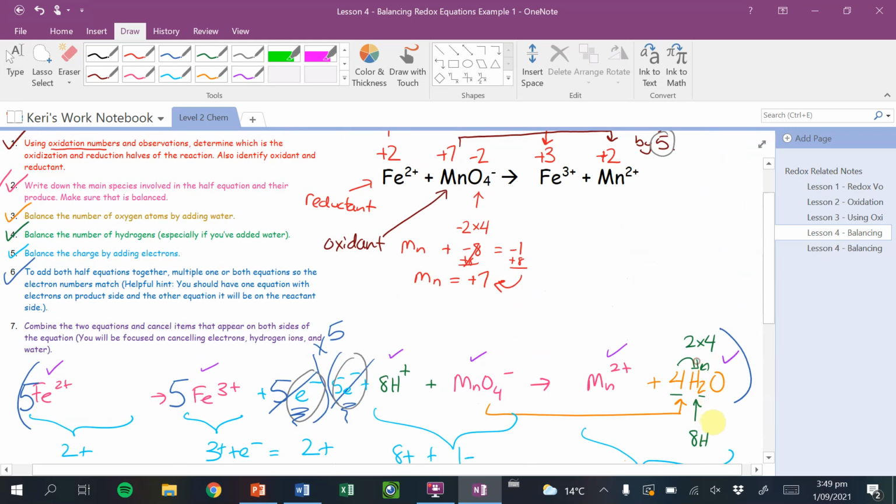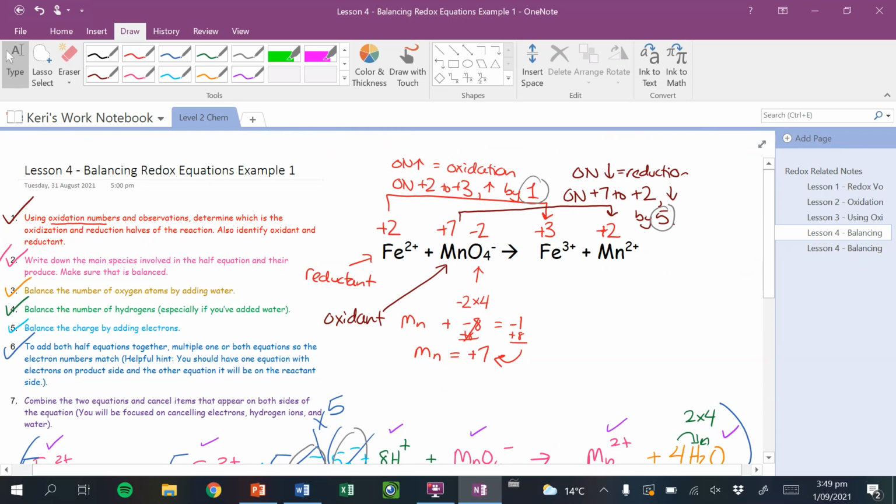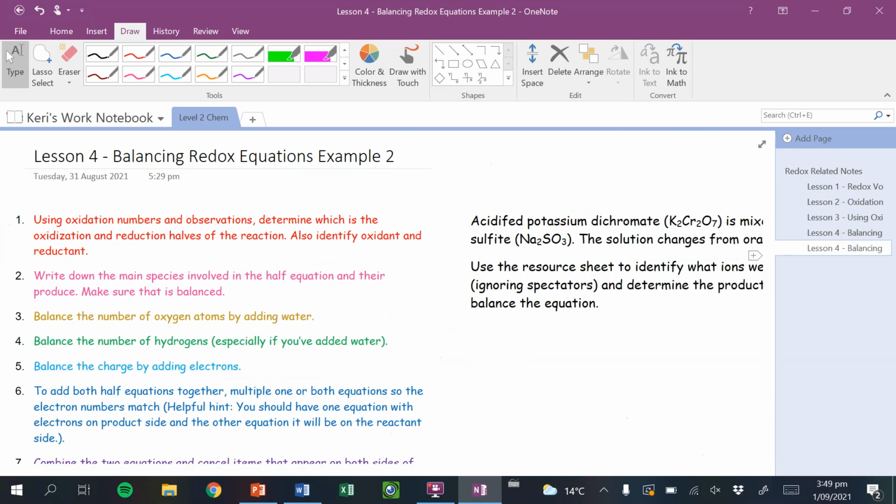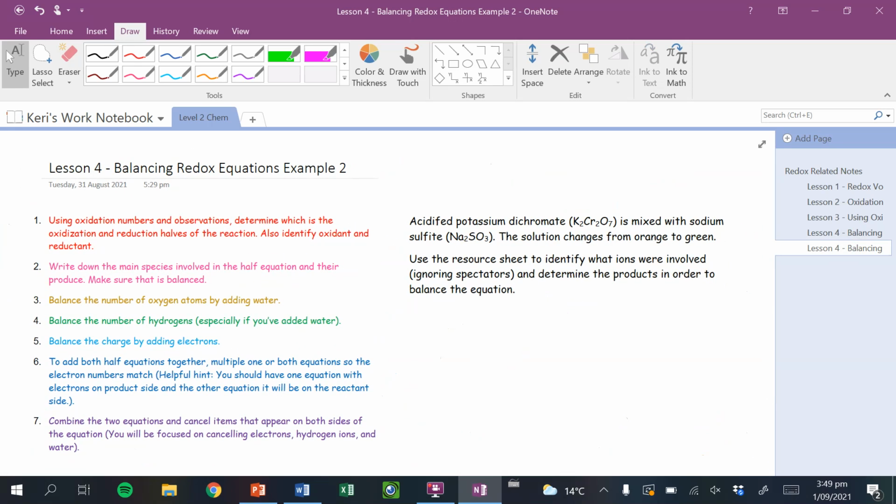So that's my first example. That one's a pretty straightforward one because we've given you the products. In the second example that I've given you, let me zoom out a bit. I have not given you the products. So I've given you acidified potassium dichromate, and I've mixed it with sodium sulfite.